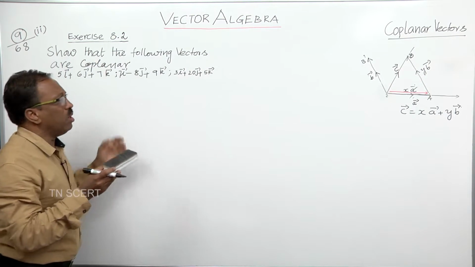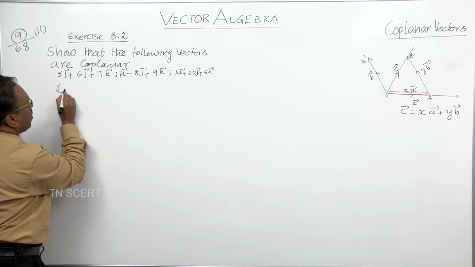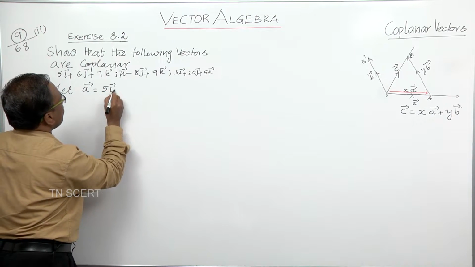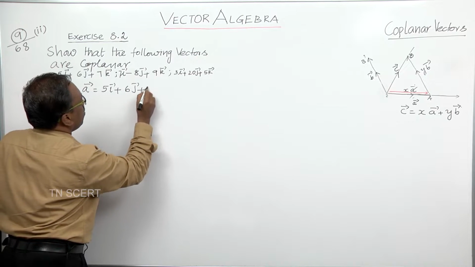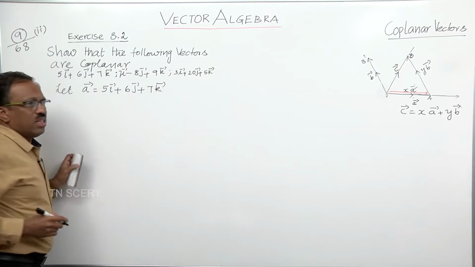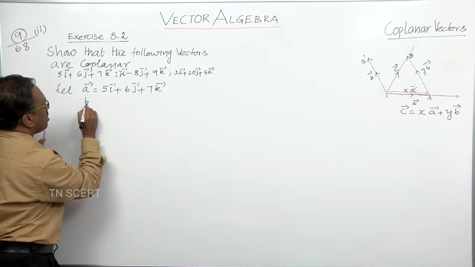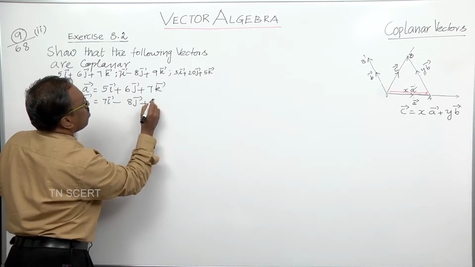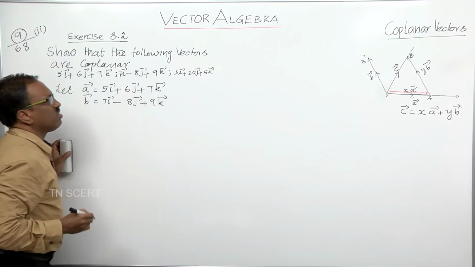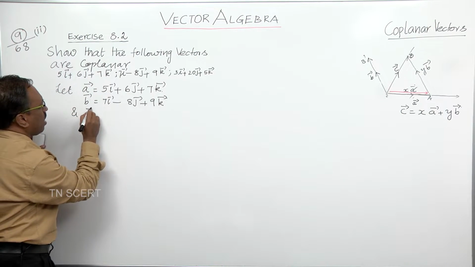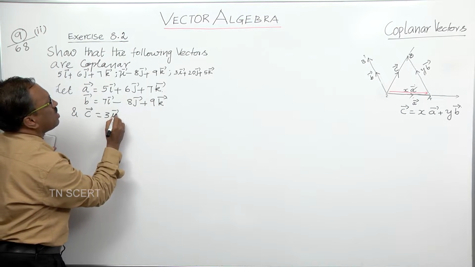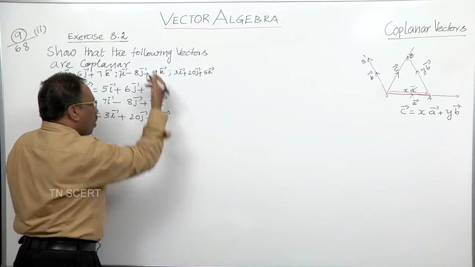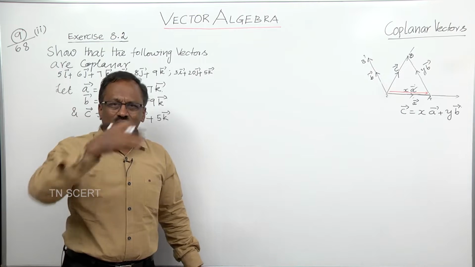Now let us see this problem. Let us take A vector as 5I vector plus 6J vector plus 7K vector. Let me take B vector as 7I vector minus 8J vector plus 9K vector, and C vector as 3I vector plus 20J vector plus 5K vector. So I have represented A, B, C like this.